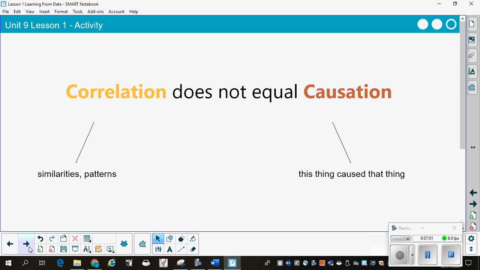Correlation does not equal causation. When I was in college taking a statistics class and talking about correlation and causation, it was noticed in looking at data that violent crimes, things like muggings, rape, etc., tended to increase when the sale of ice cream increased. Now, as logical human beings, we all know that ice cream does not cause one to commit violent crimes. So while there was a correlation, there was not a causation.